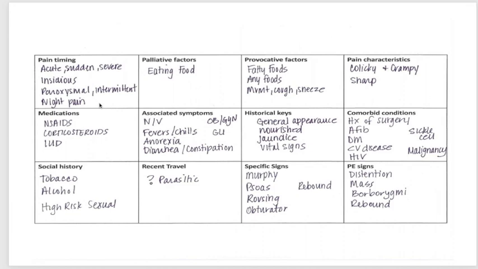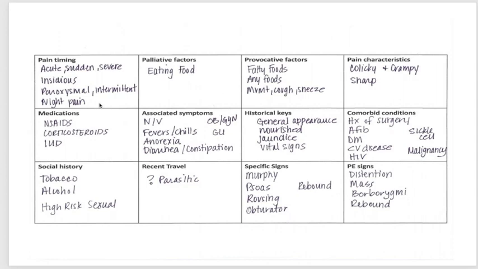If we look at pain timing, acute, sudden, and severe is very consistent with mesenteric ischemia, ruptured AAA, aortic dissection, ovarian torsion, ureterolithiasis, and intra-abdominal hemorrhage. Insidious onset is more consistent with appendicitis and non-occlusive mesenteric ischemia. If you have paroxysmal intermittent pain, that is consistent with cholecystitis. It does likely progress to constant, but in the beginning, it is more paroxysmal and intermittent.